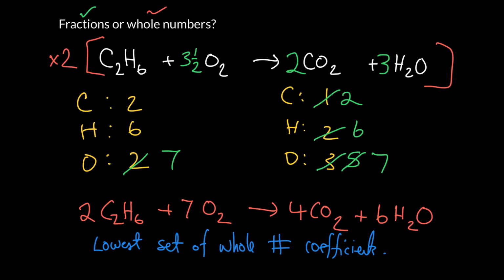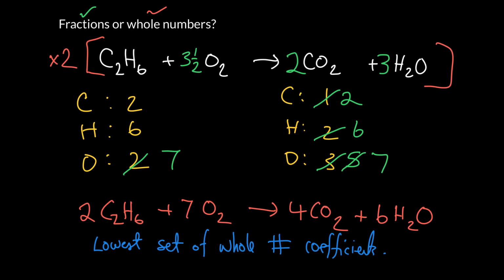The reason I think it's important to discuss anyway, even though it doesn't really matter, is that sometimes on multiple choice questions, it will say, if you balance this equation, what is the coefficient in front of oxygen? And of course, there's more than one answer. It could be 3.5, it could be 7. You could balance it a number of different ways. It could be 10.5 even, and you could possibly balance it like that. But there's only one lowest set of whole number coefficients.